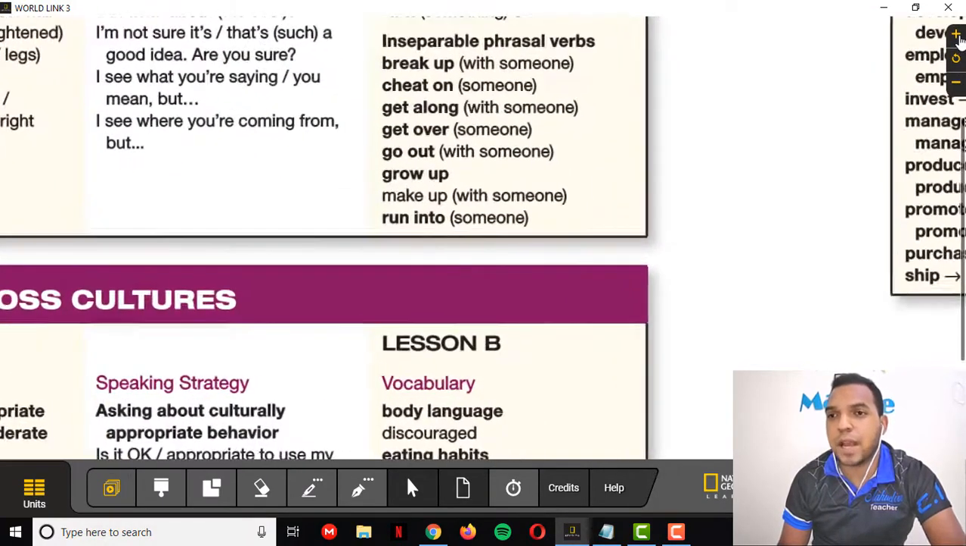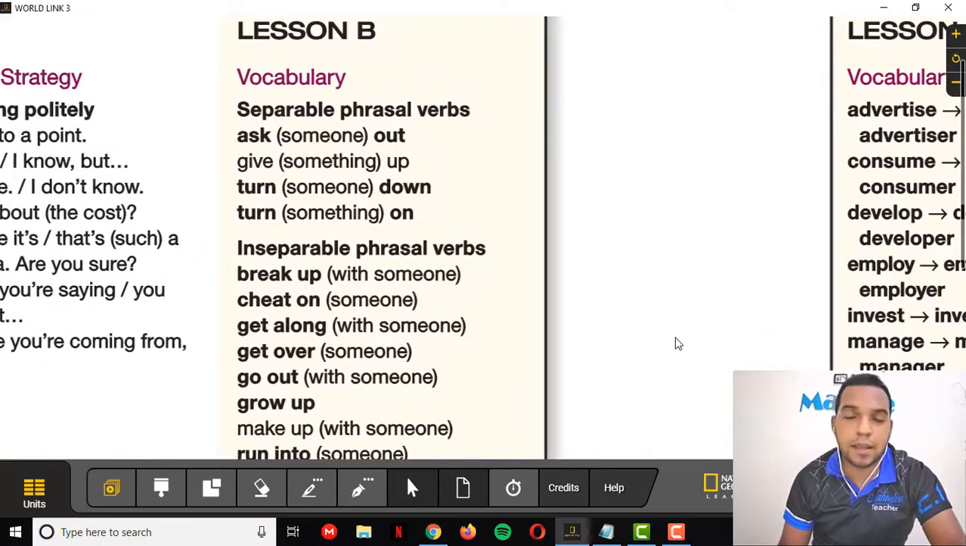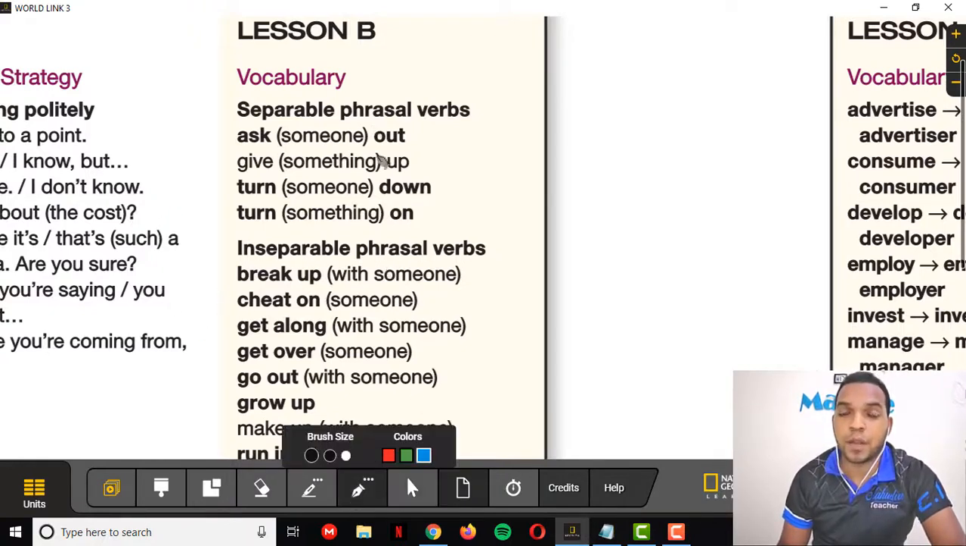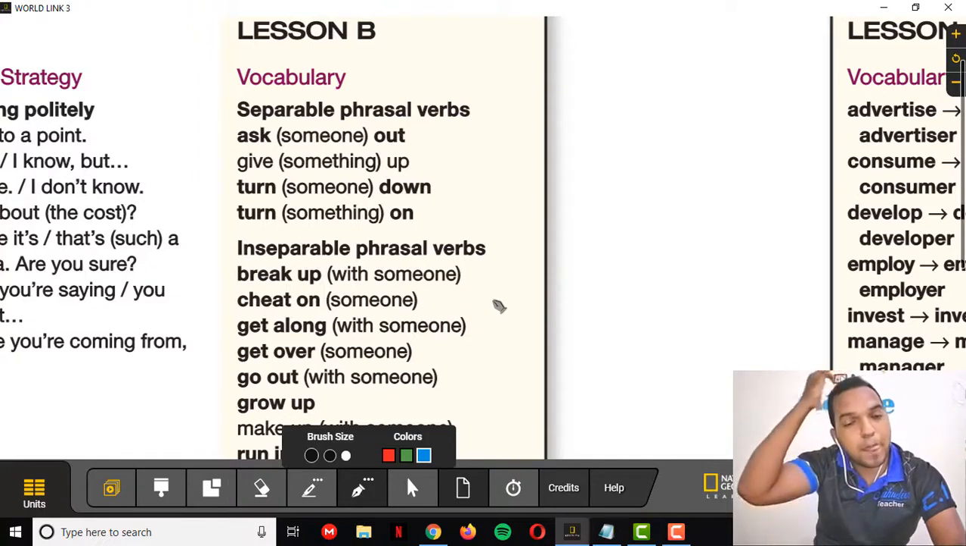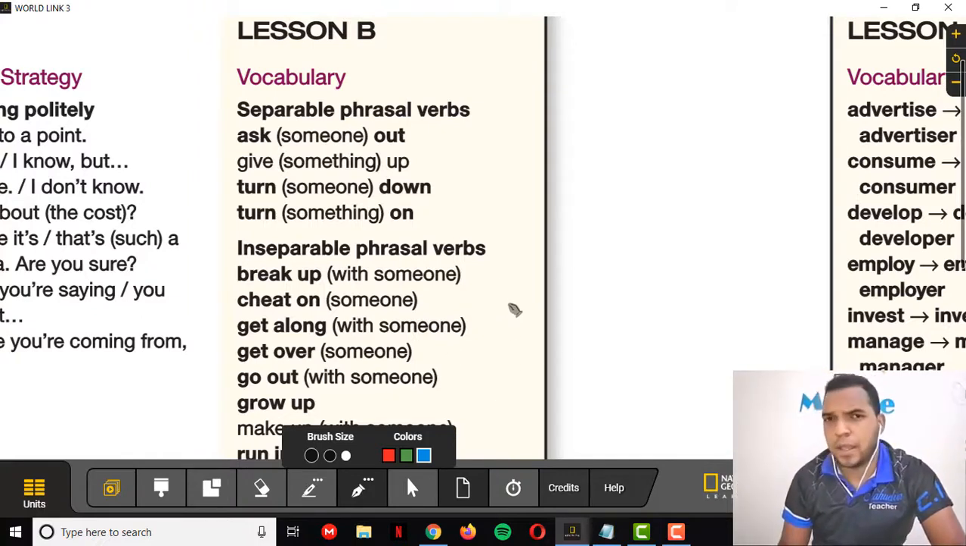The phrasal verbs, guys, actually there are two different types: separable phrasal verbs and inseparable phrasal verbs, as you can see over here. Those are totally different in the way that you make the structure. With separable phrasal verbs, you can separate them and put a noun or a pronoun inside. So we have ask someone out.